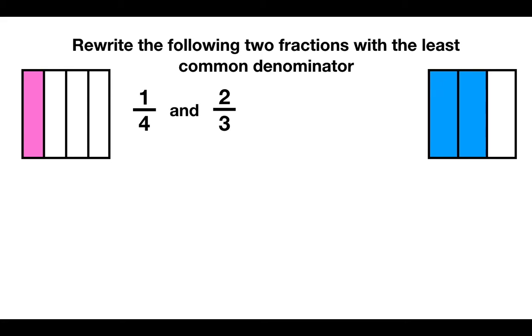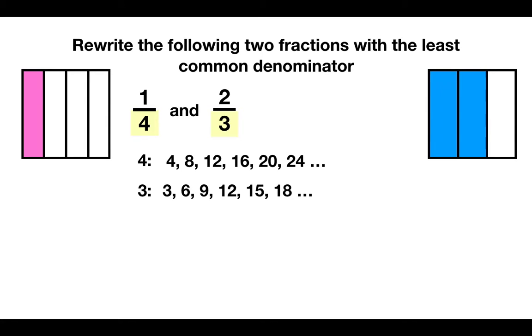Now these fractions have a denominator of 4 and 3, so we need to skip count by 4 to get 4, 8, 12, 16, 20, 24, and by 3 to get 3, 6, 9, 12, 15, 18, etc. So we could look and see the first number in both lists, the least common multiple, is 12.